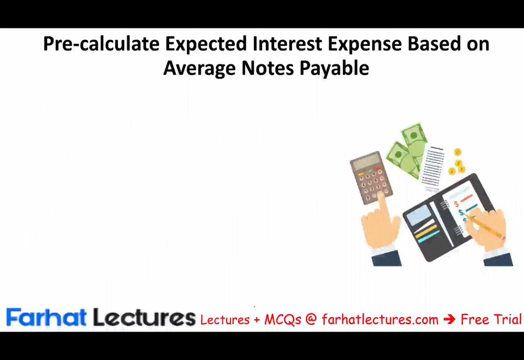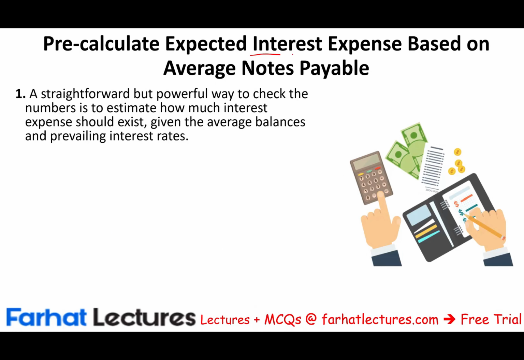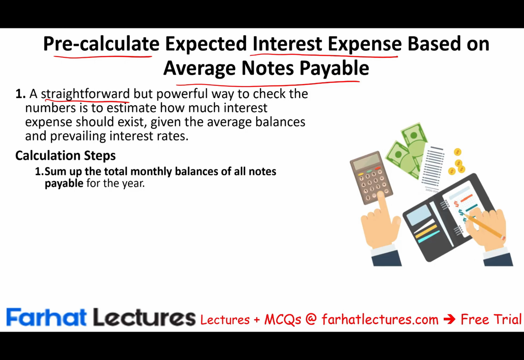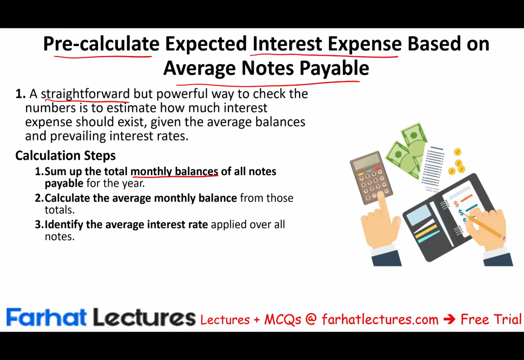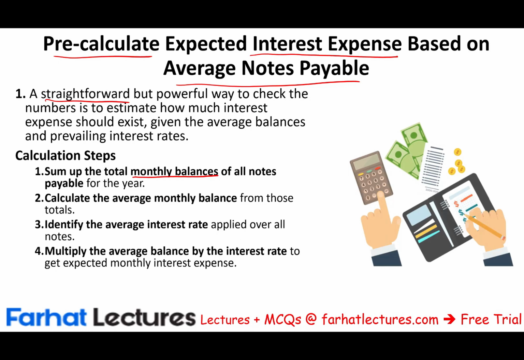One powerful analytical procedure is pre-calculating expected interest expense based on the average notes payable. You compute your own interest expense based on the average loan balances to determine if the number makes sense or if they are close. It's a straightforward but powerful way to check how much interest expense should exist, given the prevailing interest rate. So how do you do that? You sum up all the monthly balances of all the notes payable for the year, calculate the average monthly balance, identify the average interest rate for all the notes, multiply the average balance by the interest rate to get a monthly interest expense, then annualize that interest expense.